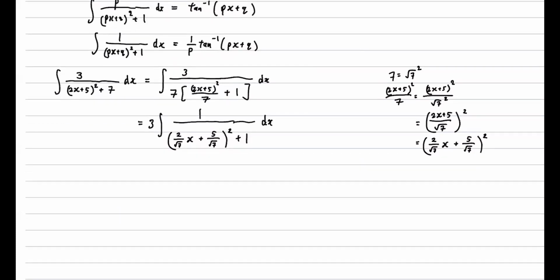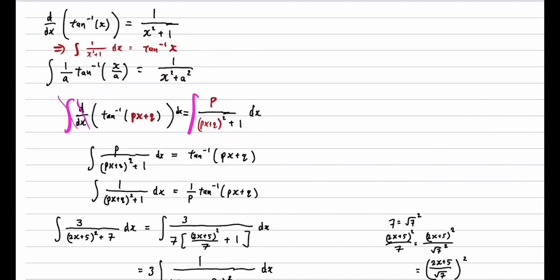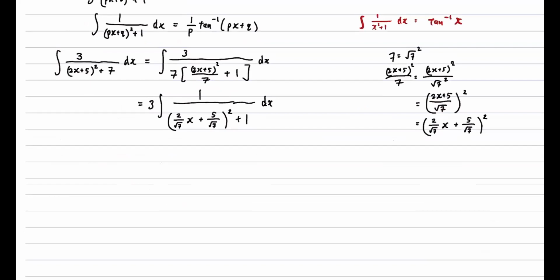Yes, I was saying that the integral of 1 over x squared plus 1 equals tangent inverse of x. So you can just substitute the x with that horrible expression inside the bracket. So it becomes 3 times tangent inverse of the horrible expression.